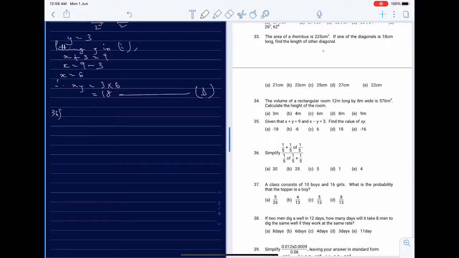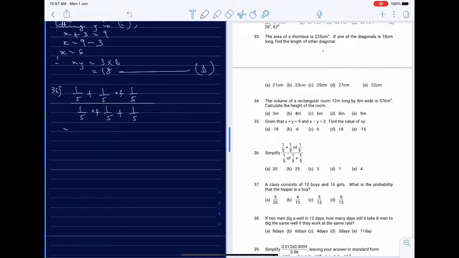Number 36, simplify 1 over 5 plus 1 over 5 of 1 over 5, divided by all over 1 over 5 of 1 over 5 plus 1 over 5.